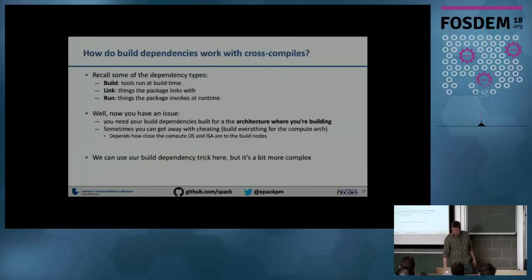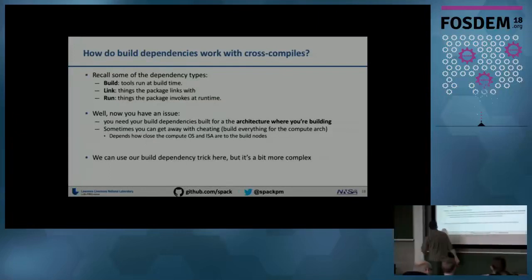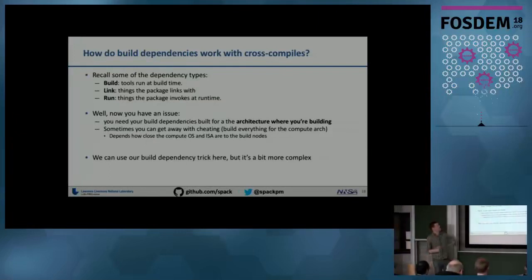So how do the build dependencies actually work with cross compiles? Recall we've got these three dependency types. Build are things that you want to run at build time. Link are things that the package is going to link with, and run are things that you might invoke at runtime. So the build and run ones are basically commands. You have an issue now because you need your build dependencies built for the architecture where you're building, because they have to run at build time.